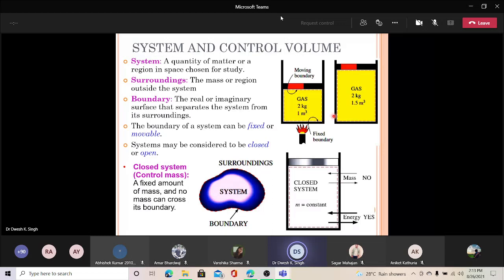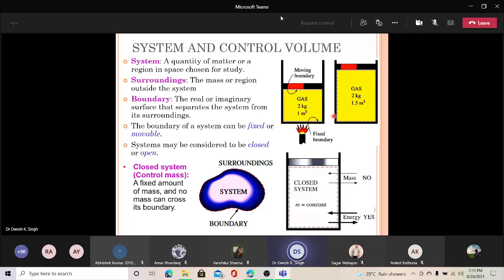The boundary may be real or imaginary. It actually depends on you, on whatever parts you are considering for your study. For study purposes, sometimes we take an imaginary line, considering that this is the boundary. Real means there will be a boundary like a wall. Imaginary is the case when you are applying your theory inside that wall, so you have to consider an imaginary line. That's why the boundary can be real or imaginary.